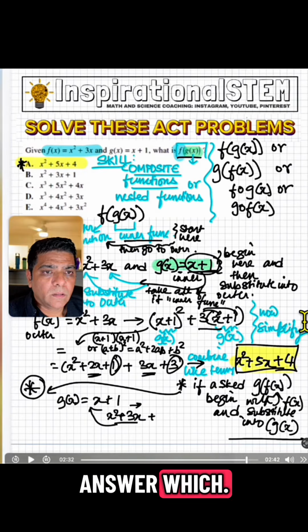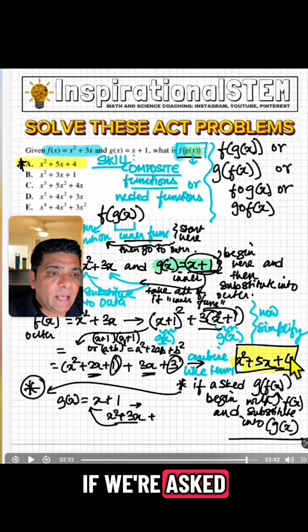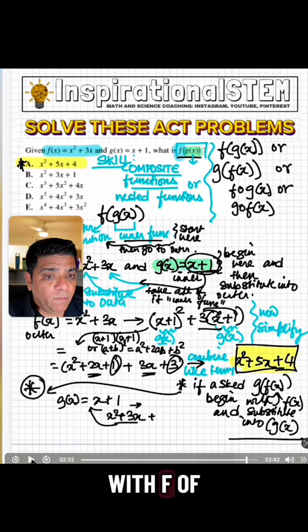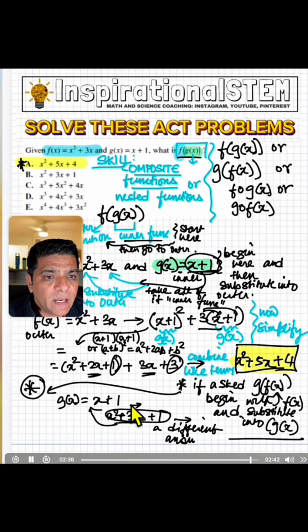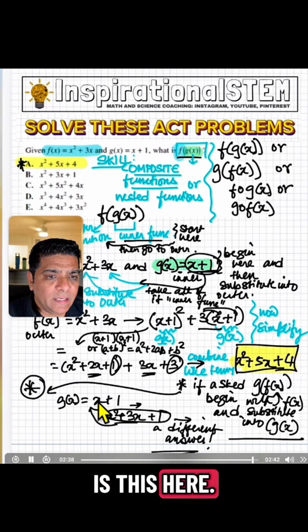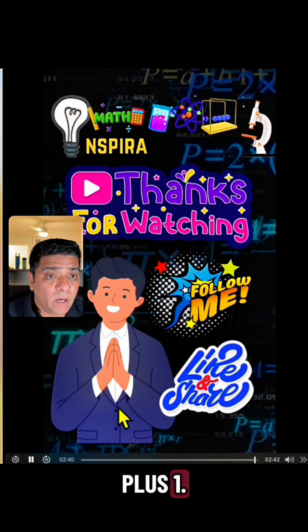So if we are asked g of f of x, we're going to start with f of x and then substitute the f of x, which is x squared plus 3x, into this g of x, which is this here. So x squared plus 3x plus 1, you get a completely different answer.